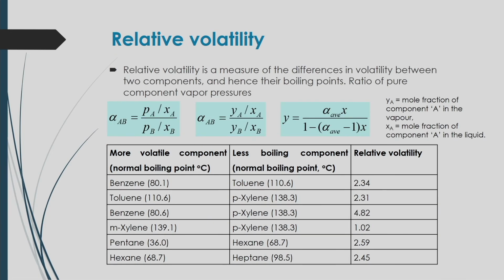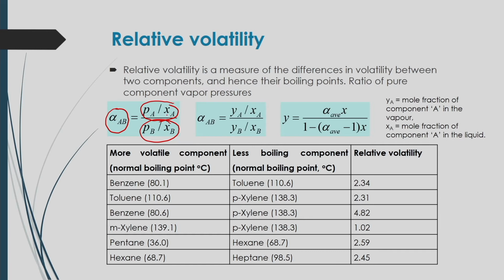Another important property of solutions is called relative volatility. This property measures the difference in volatility between two components, and hence their boiling points. In this case, the ratio of pure component vapor pressures gives you the relative volatility, represented by alpha AB. This alpha AB is defined as the vapor pressure of pure component A over the vapor pressure of pure component B.